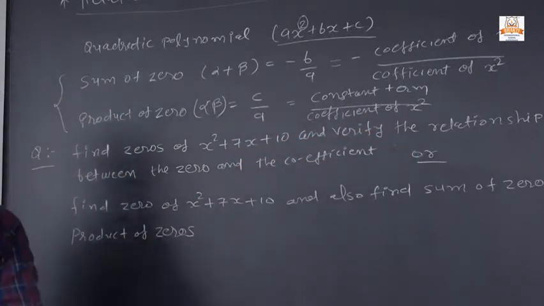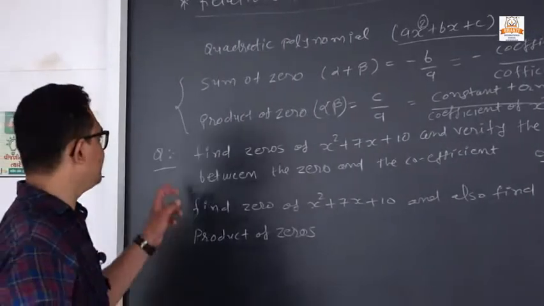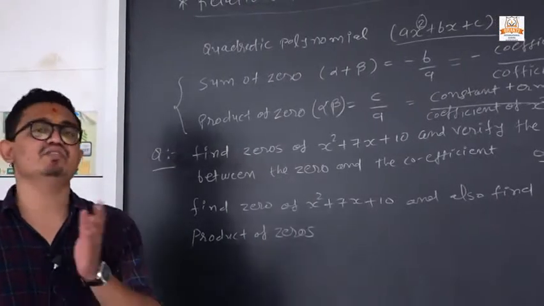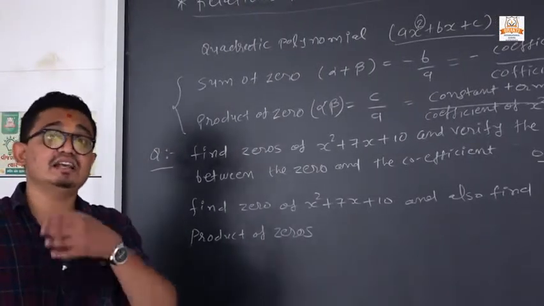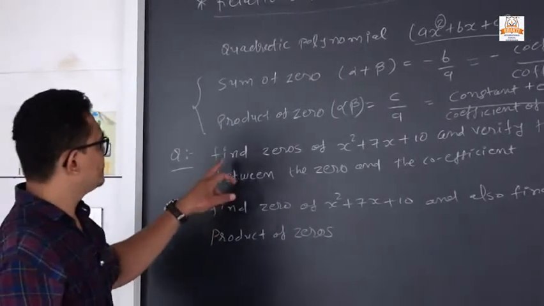So, how can we find that relationship? For better understanding, we are taking one example. From the example you can get the idea of how we can find the relationship as well as the zeros of any quadratic polynomial. So, read this question.